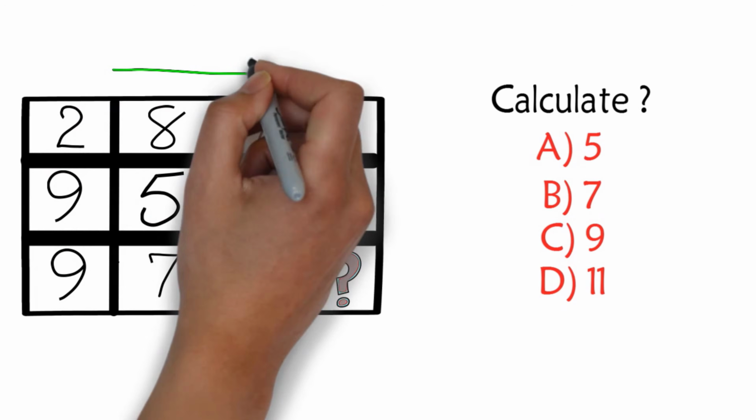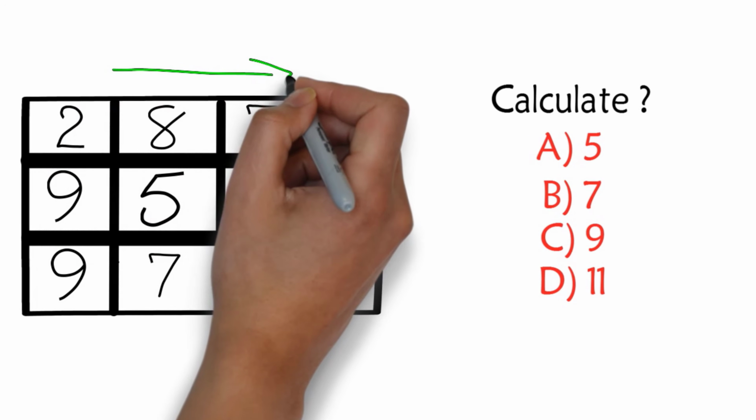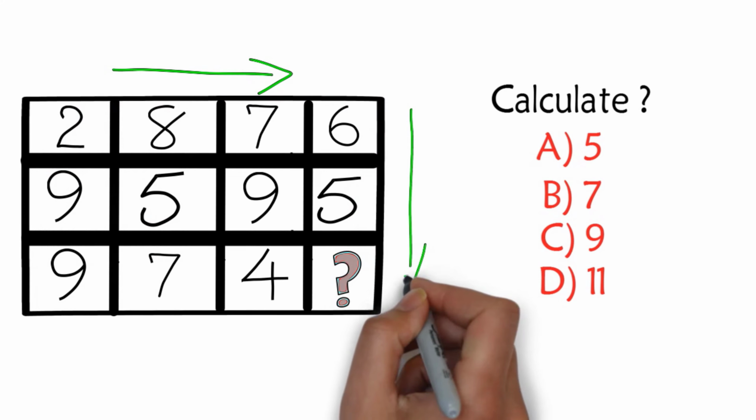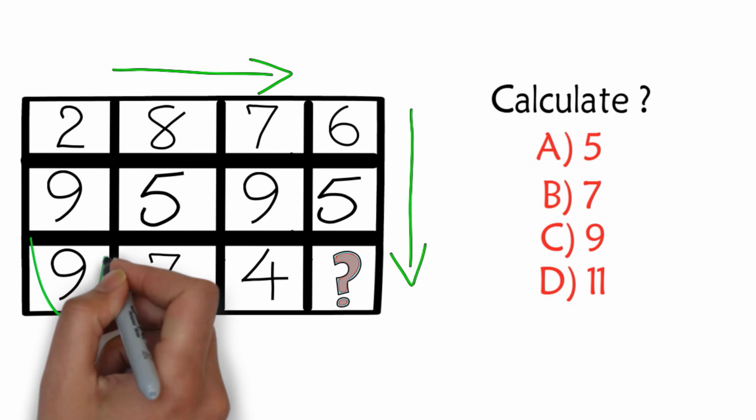The key to solve this problem is to determine the pattern. And the pattern either can be in the rows or in columns. In this particular case, let's check the columns first.